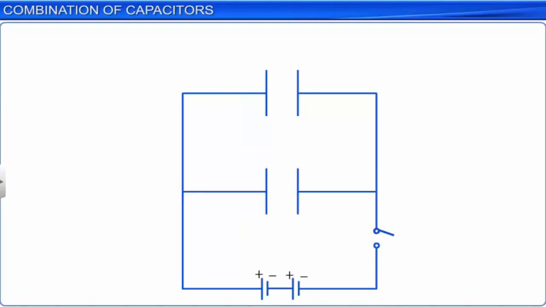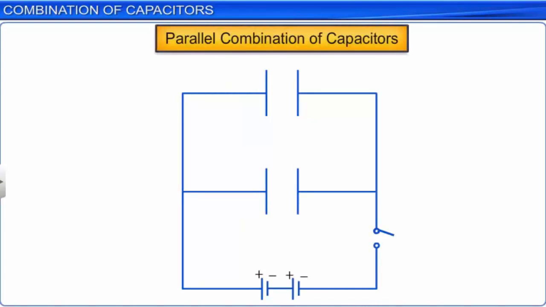Let us now discuss capacitors connected in a parallel combination. Consider the two capacitors A and B connected to a battery that supplies a potential difference of delta V such that the plates P and S are connected to the positive terminal of the battery and the plates R and T are connected to the negative terminal of the battery through the key. Such a combination of the capacitors is called a parallel combination of capacitors.